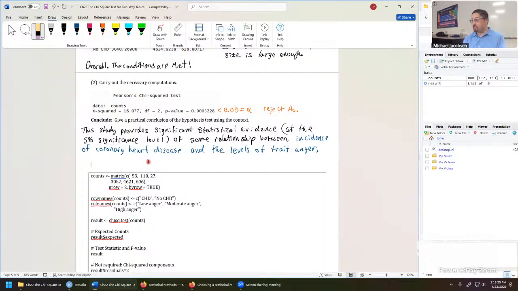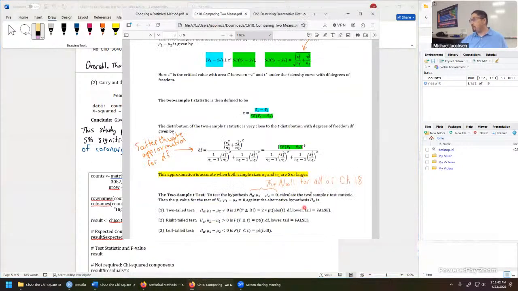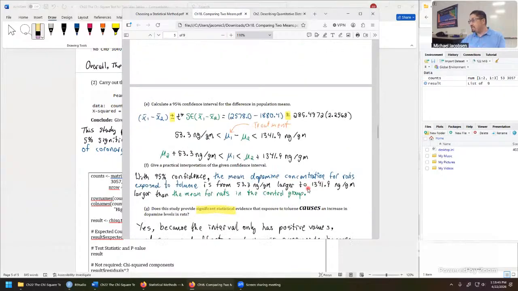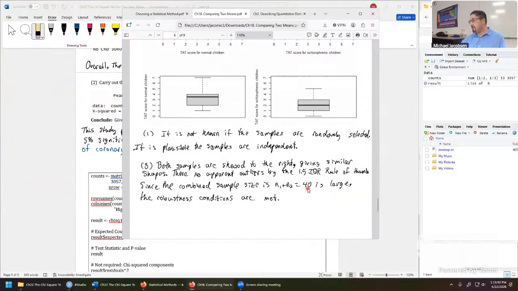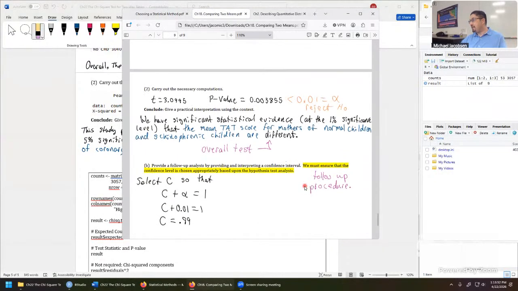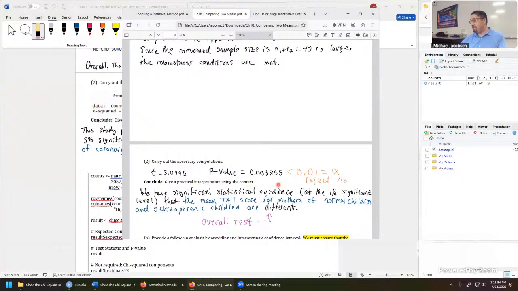Okay, well, again, congratulations. We've gotten through the analysis. And I want to say just a little bit more because these tests, again, are pretty weird. This is an overall test trying to look for any kind of relationship. And it's not too different from when we were, say, in chapter 18. We did a statistical analysis for a hypothesis test. Let's find one. This was a controversial data. And here we said we have significant statistical evidence that the mean TAT score for mothers of normal children and schizophrenic children are different. And then we just stopped because that's the overall test in the problem.